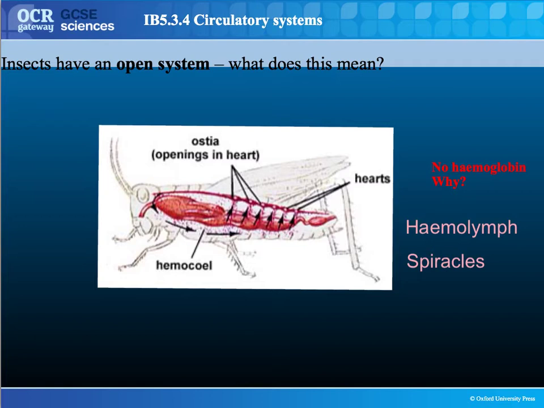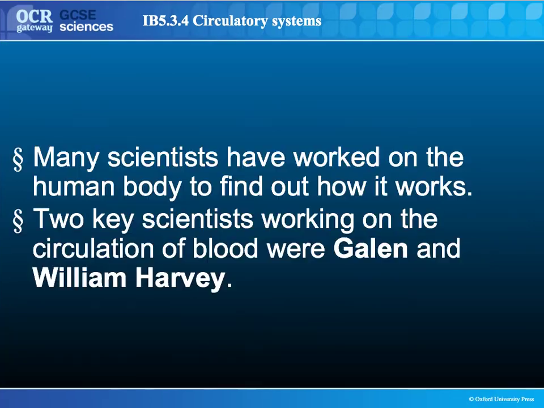of an insect. The hemolymph carries amino acids, sugars, ions, things like that, and also some white blood cells so that they can fight off infection. So next we're going to look at the contribution of a couple of scientists named Galen and William Harvey in their contributions towards the knowledge about the circulatory system today.